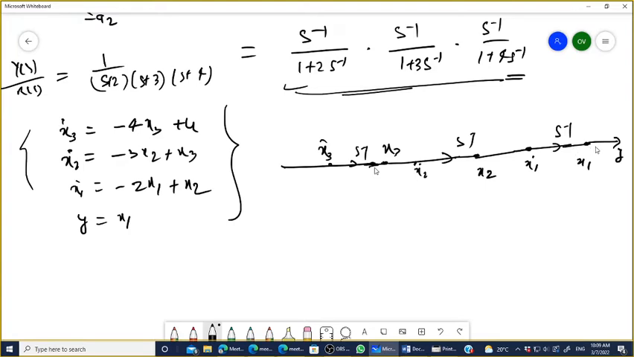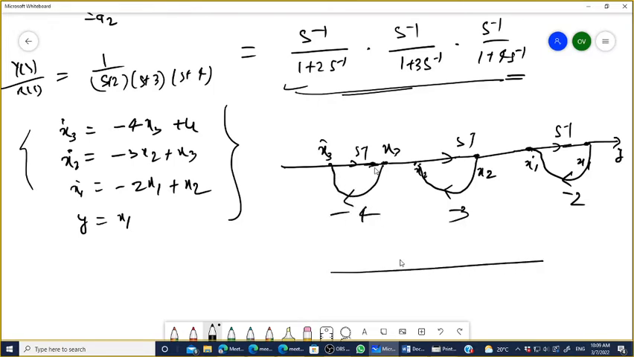So from x1 to x1 dot, how much feedback will there be? Tell me quickly. Minus 2. From x2 to x2 dot, minus 3. And from x3 to x3 dot, minus 4. And this is the representation. Simple, right? There is nothing in it. Is it clear? So in this way you can represent it.